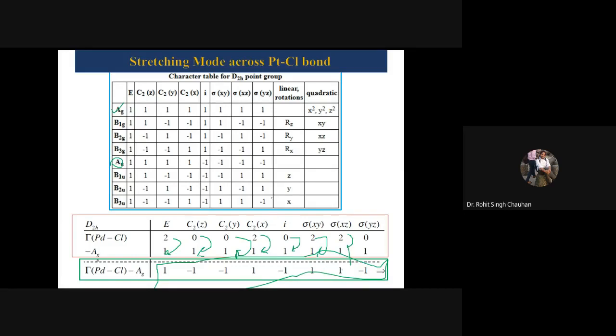So I can say that these characters are well matched with B3u. So I can directly write it as B3u. So one you get Ag and another you get B3u. Remember, this is with respect to PdCl.